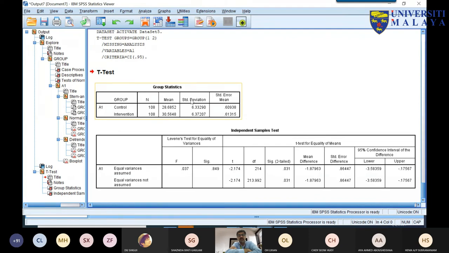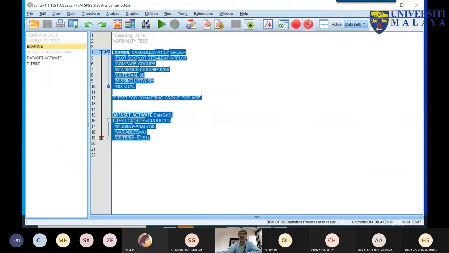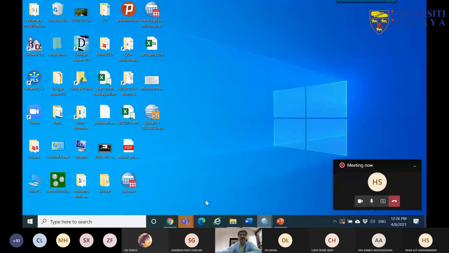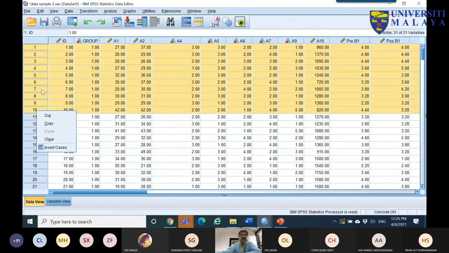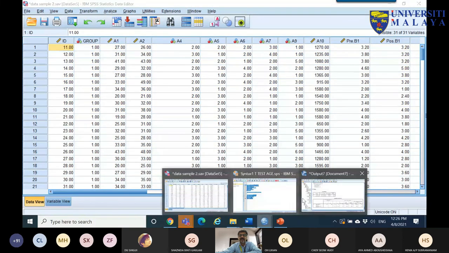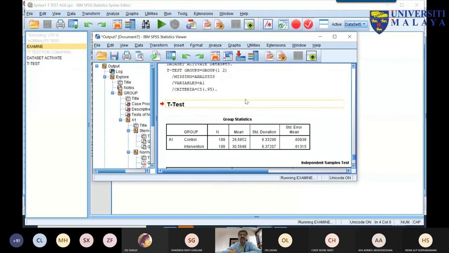So what was the point? Everything was correct, but she needed to repeat all the analysis from the beginning. But thanks God, we kept all the syntax. What we did? We opened the data. We opened our data. And then suppose that we remove these 10 subjects who are age below 20. And then we open our syntax and then we run it. Finish.